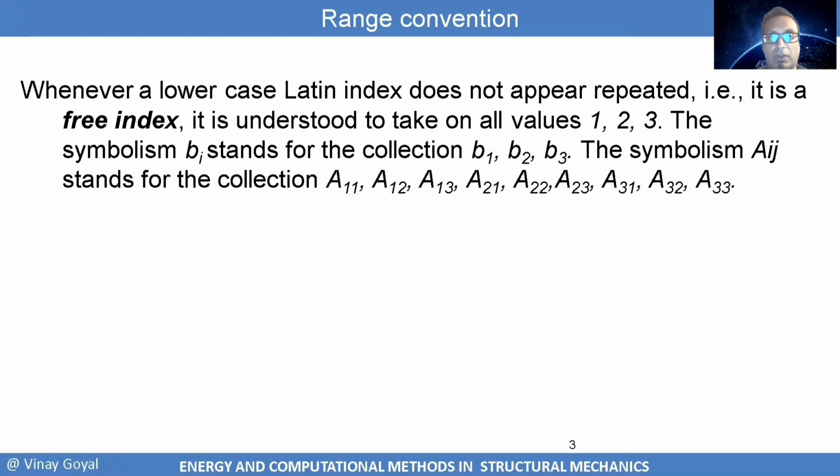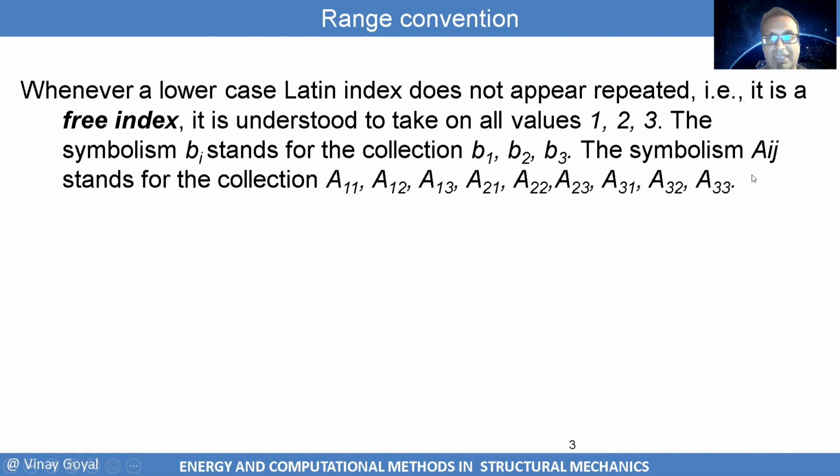Whenever we use a lowercase Latin index, and it does not appear to be repeated, we call that a free index. A Latin index will take values of 1, 2, and 3. The symbolism Bi stands for the collection of B1, B2, and B3. In this case, i is a free index, and so i takes values of 1, 2, and 3.